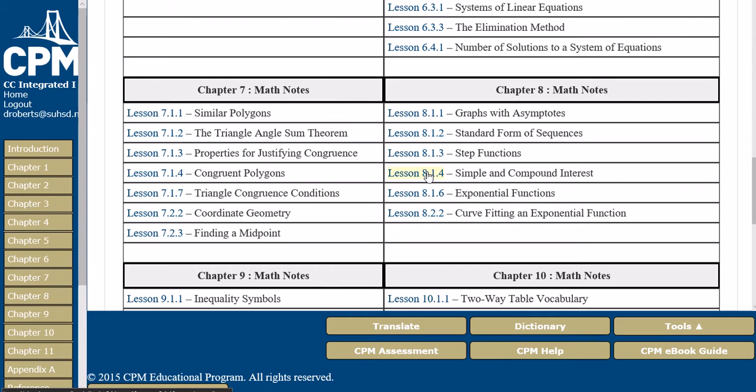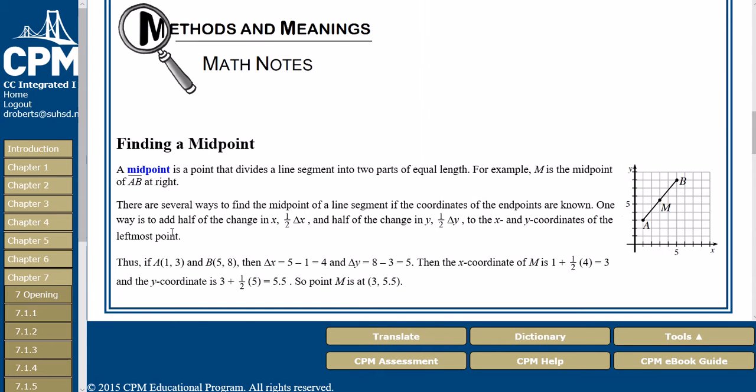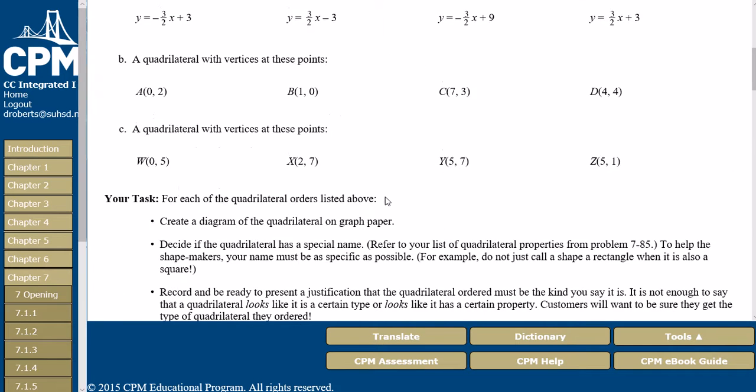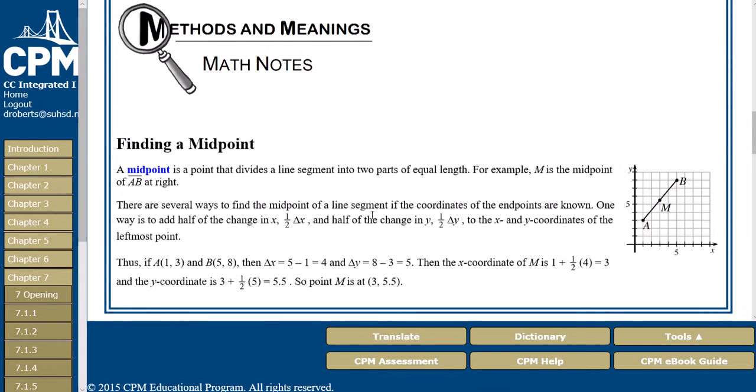So, for example, if I look at finding the midpoint of a line, this was a math note in chapter 7. When I click that and take a look at it, I can immediately see this is just one of the lessons, and it says finding a midpoint. A midpoint is the point that divides a line segment into two equal parts. For example, M is the midpoint of this line segment AB.